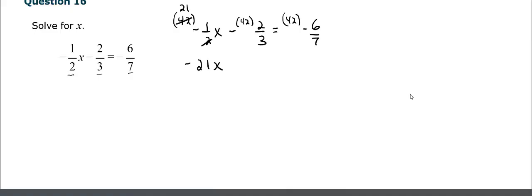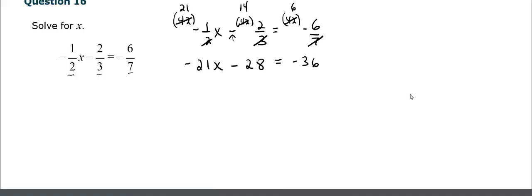Next, I'm reducing 3 into 42, and that goes 14 times. So don't forget this sign here. So I'm multiplying 14 times negative 2, which is negative 28. And for the last, 7 goes into 42 6 times. So I'm multiplying 6 times negative 6, which is negative 36.